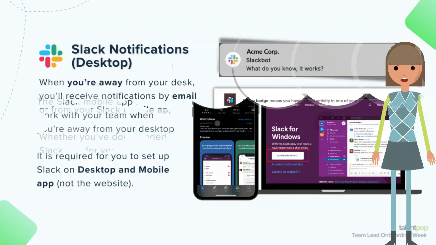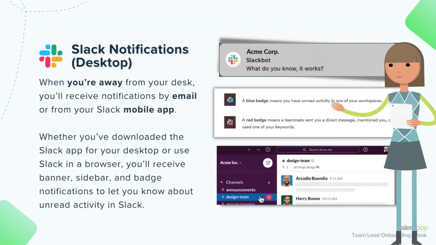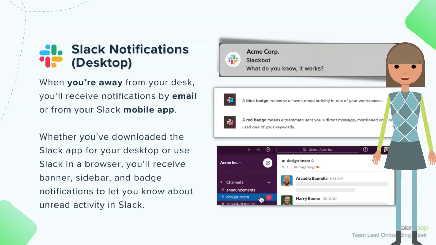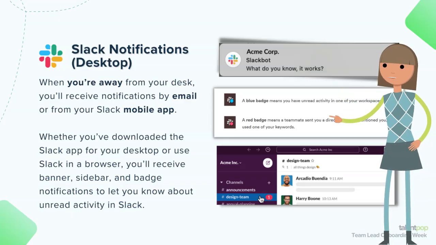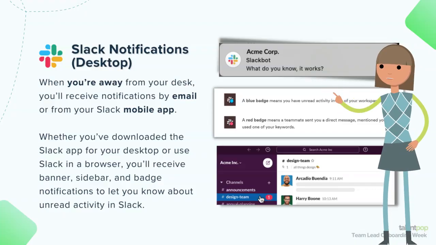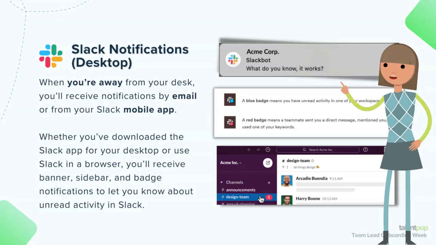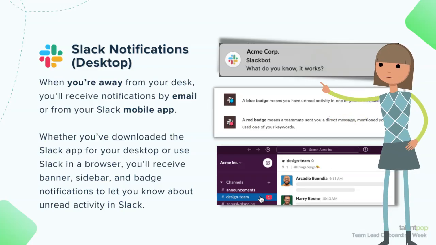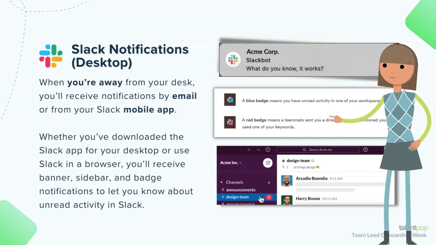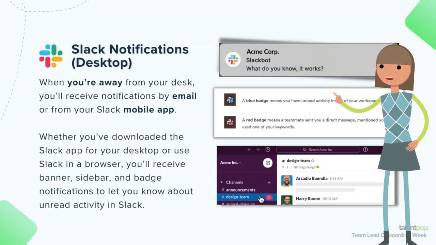Slack notifications are designed to keep you informed in real time. On your desktop, you'll see different types of notifications, such as banners, badges, and sidebar alerts. These notifications let you know when you have unread messages, when someone mentions you, or when there's activity in your channels. For example, a badge or highlight might indicate that someone tagged you directly. This usually requires immediate attention. Being attentive to these notifications helps you stay responsive and prevents delays in communication. Remember, in a remote work environment, your responsiveness is a key indicator of reliability.